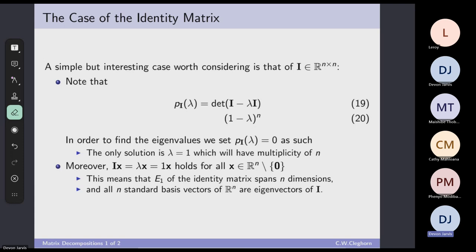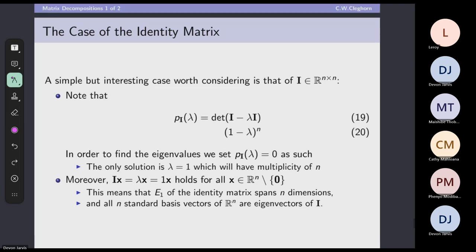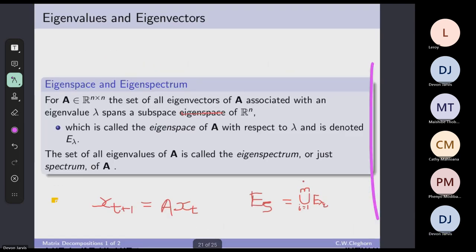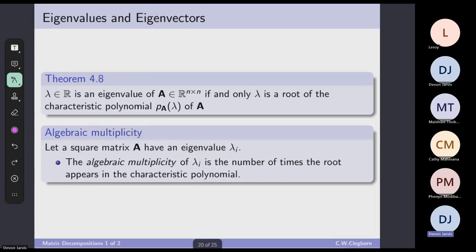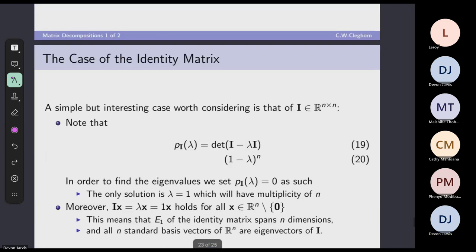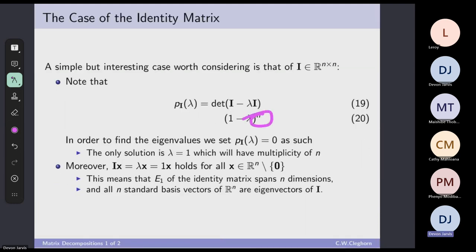Does anyone want to tell me what the algebraic multiplicity then is of lambda equal to one? There's a definition of algebraic multiplicity if that helps. Yeah. N. Yes. Correct. All right. It's because N was the power there.